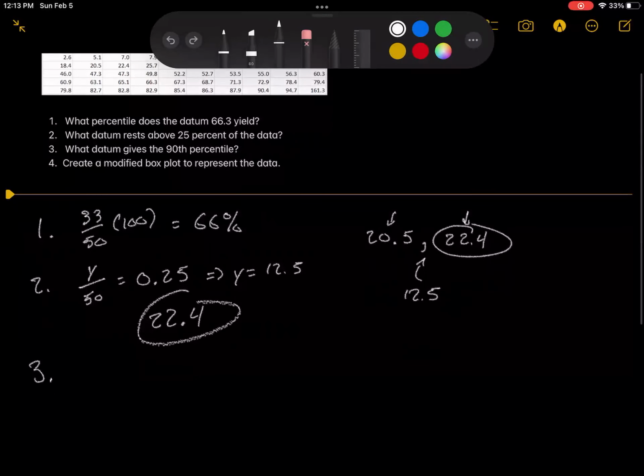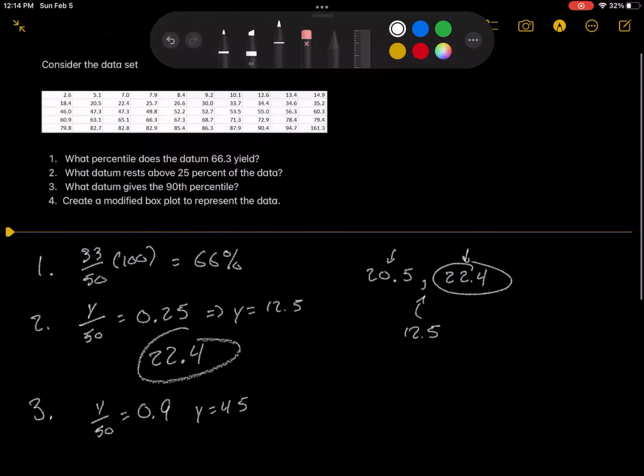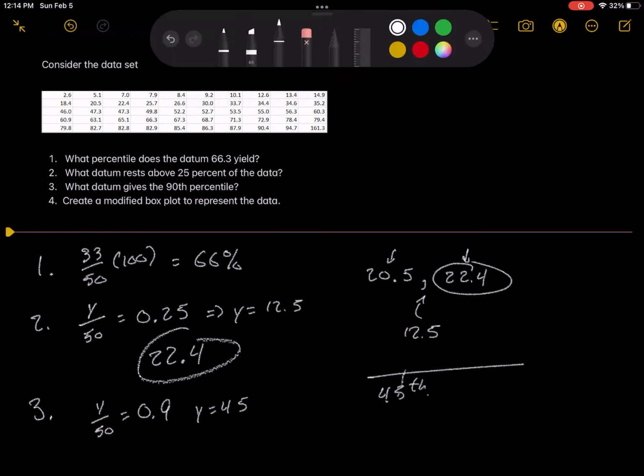Number 3, in the same vein as number 2, what datum gives the 90th percentile? So how many values do I have to count out of my 50 to get 90%? So I do the same thing. I solve for y. 0.9 times the 50 gives me y is equal to 45. So we go back to our table and we count 45 values. So 10 across the top, 20, 30, 40, 1, 2, 3, 4, 5. So the 45th value is 85.4.